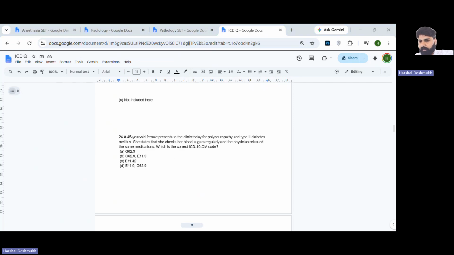A 45-year-old female presents to clinic today for polyneuropathy and type 2 diabetes mellitus. She states that she checks her blood sugars regularly and the physician reissued the same medications. Which is the correct ICD-10-CM code?